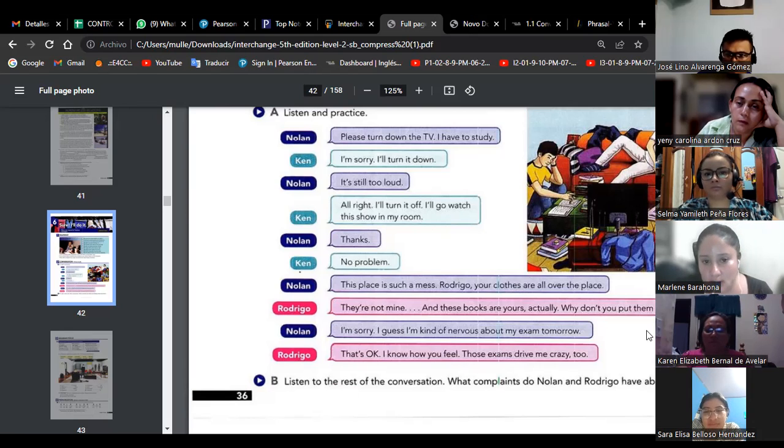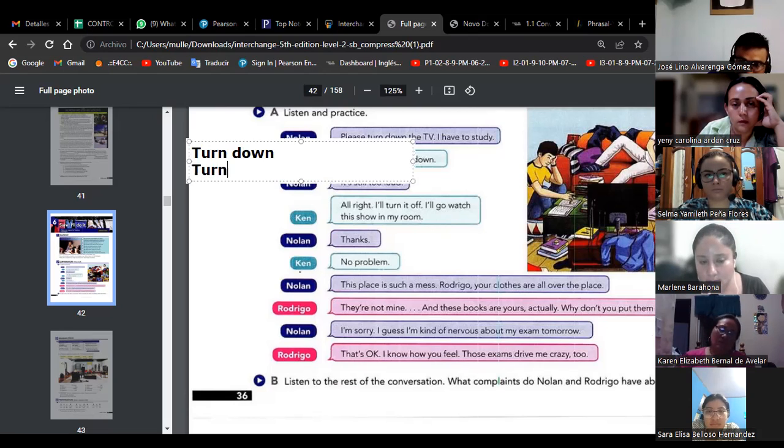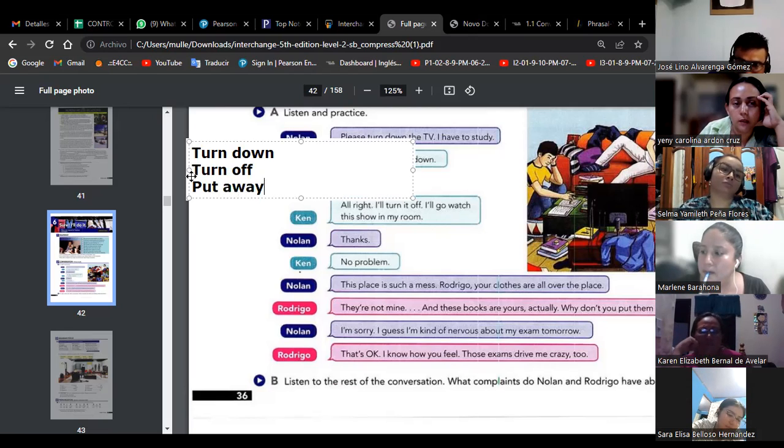So according to the context, how many two-part verbs do we have over here in the conversation? We have three kinds of verbs. We have turn down. We have turn off. And we have put away. So these are the three verbs that we are going to focus on.